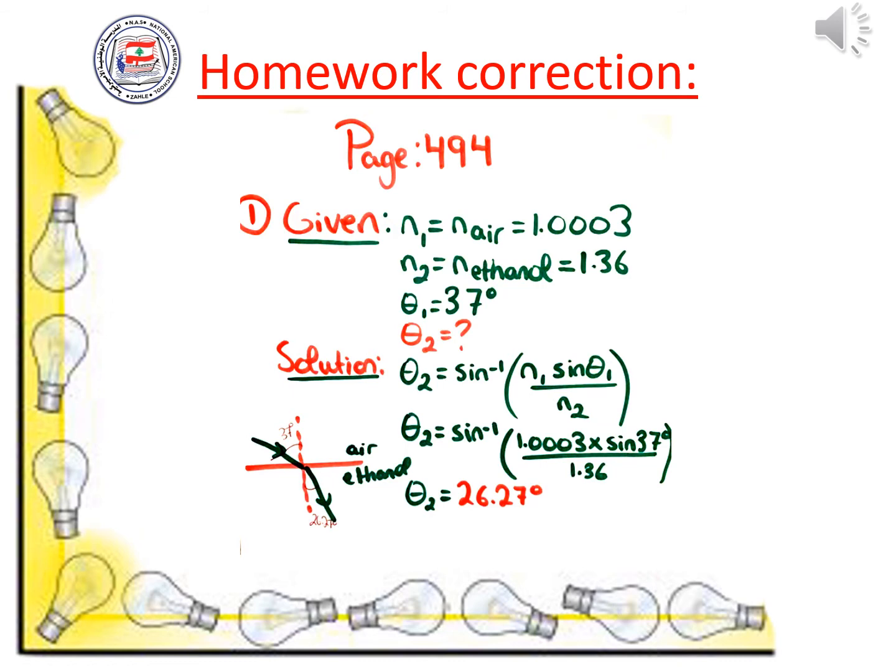So we do sine minus 1 into N1 sine angle 1 over N2. We put the values, so it's equal to sine minus 1 into 1.0003 times sine 37 over 1.36. The answer is 26.27 degrees. So here we can also draw the refraction so we can see the problem in a simpler way. So in the figure to the left you can see light is passing from air to ethanol. The incident angle is 37 degrees and the refraction angle is 26.27, which is less than the incident angle.